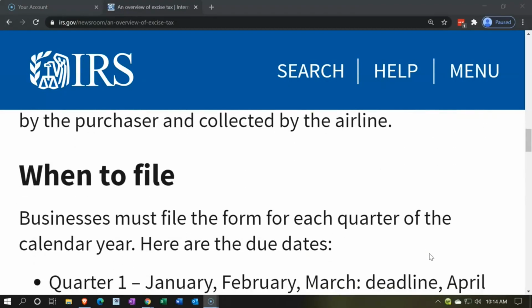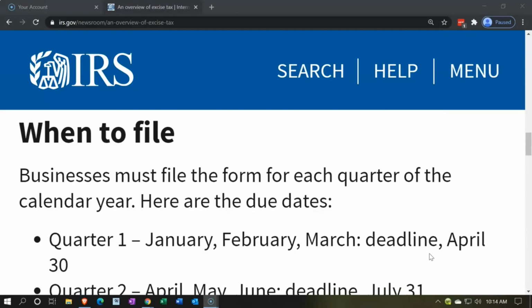When to file? Businesses must file the form for each quarter of the calendar year. Here are the due dates. For quarter one, January, February, March, the deadline is April 30th, which makes sense. You're going to have the quarter and be thinking about how to collect the sales tax possibly for the first quarter, and then it's due in April, the first month after the quarter end.